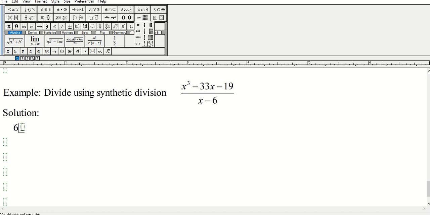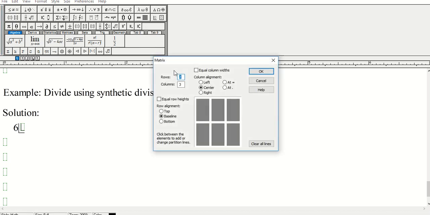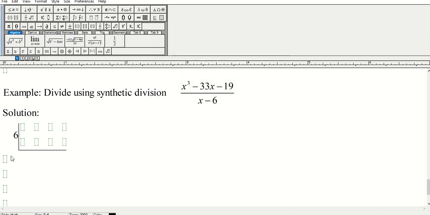So in here, I'm going to make a space, and it's going to have 4 columns, and I'm going to put 2 rows there, and you'll see why. Across, I'm going to put the coefficients, which is going to be a 1x cubed, a 0x squared, a -33x, and a -19.